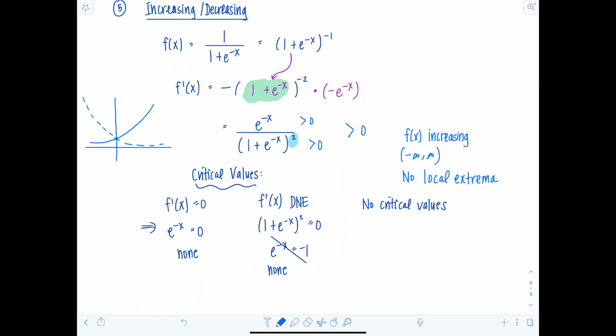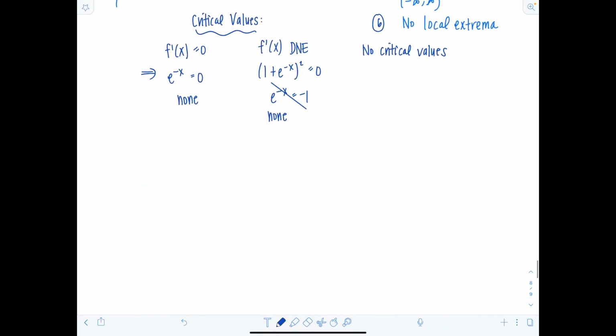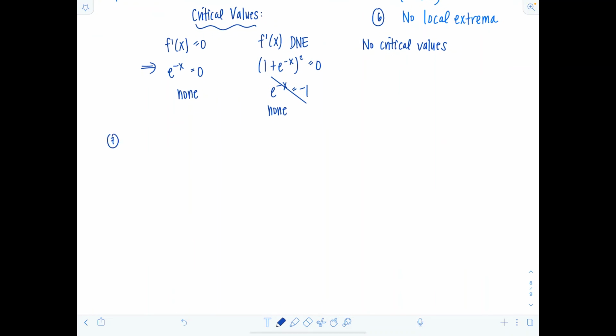All right. So I answered that question. I think that's step 6. Now let's do concavity and inflection points. All right. So we need f double prime. So f prime of x, let me rewrite it for you, was e to the negative x over 1 plus e to the negative x squared.